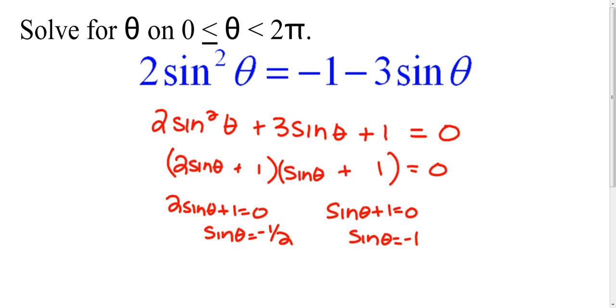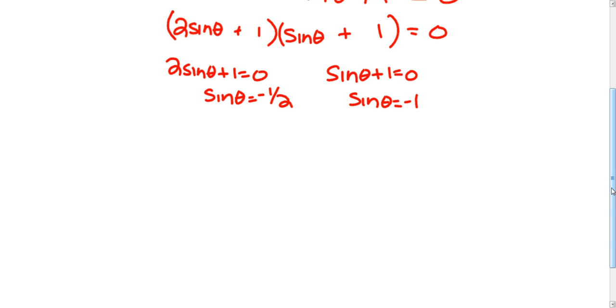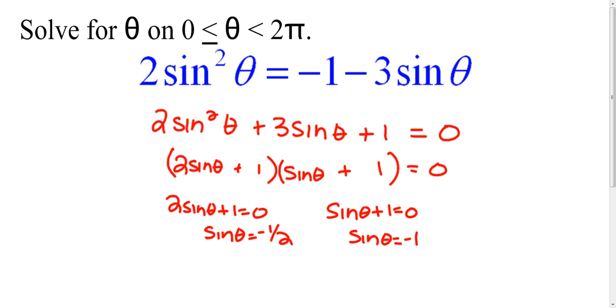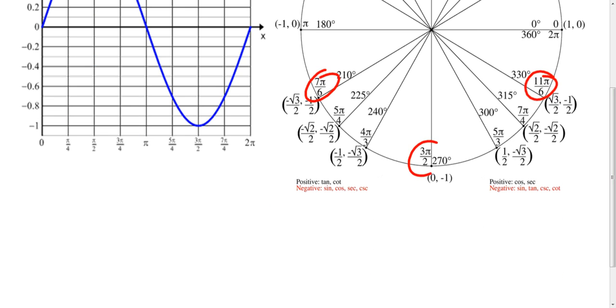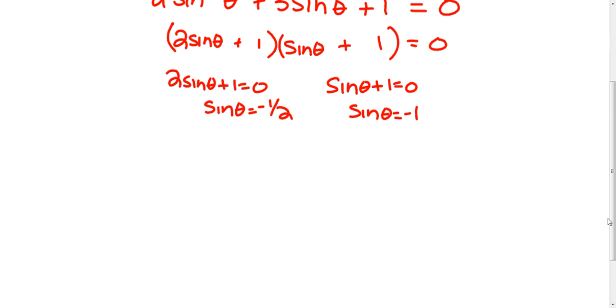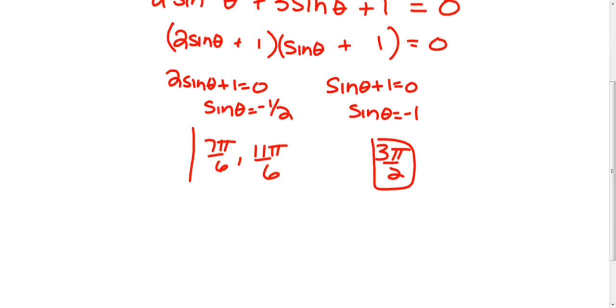Now you're going to look on the unit circle for where those happen. So you're going to look for where your sine value, which is your y value, is negative 1/2. Your y value is negative 1/2 at 7 pi over 6 and 11 pi over 6. And then you also need to look for where it is negative 1, and that happens down here at 3 pi over 2. So sine is negative 1/2 at 7 pi over 6 and 11 pi over 6, and it's negative 1 at 3 pi over 2. All of those answers would count.